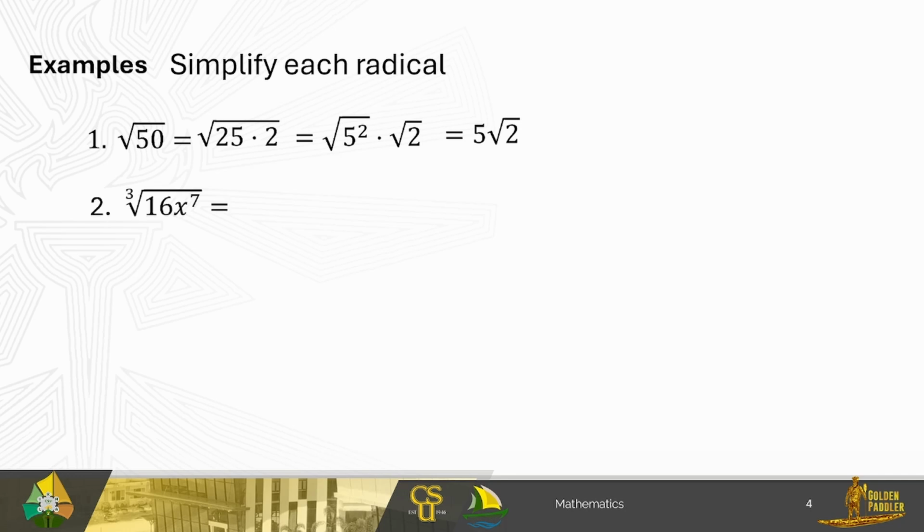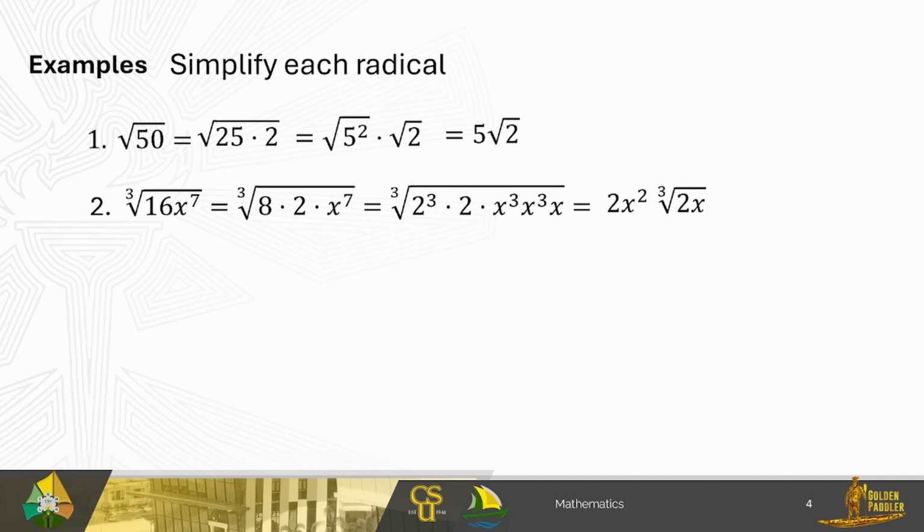Another example, the cube root of 16x to the 7. So factor the radicand, perfect cube, which is 8 times 2. So we have 2 cubed. Again, x to the 7, factor the perfect cube, x cubed times x. Then simplify the radical, so factor out the perfect cube, 2 times x, so we have 2x squared. Then the cube root of 2x.